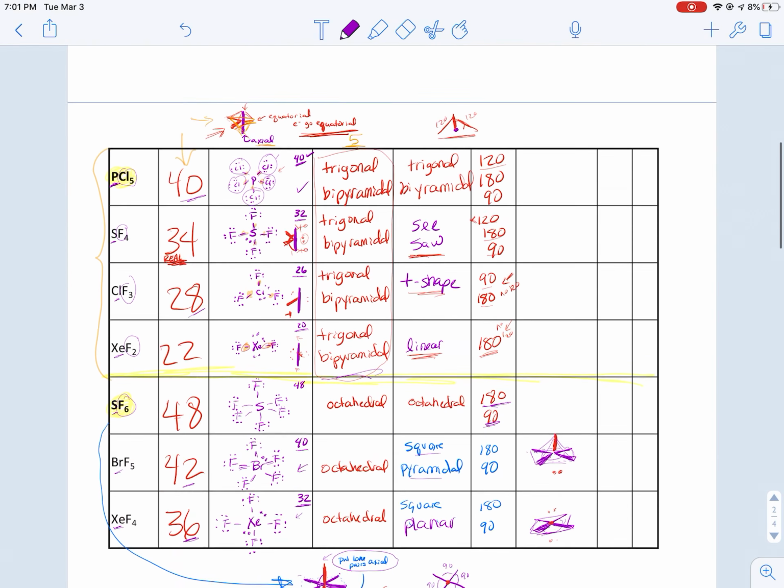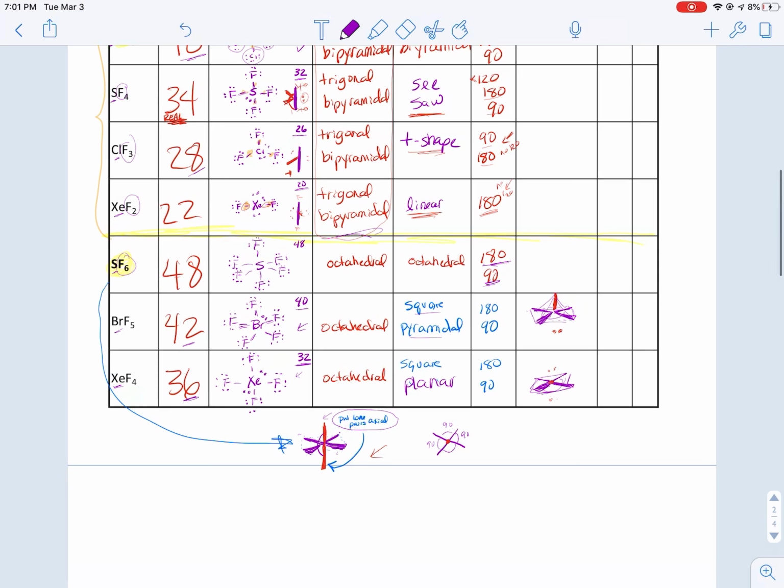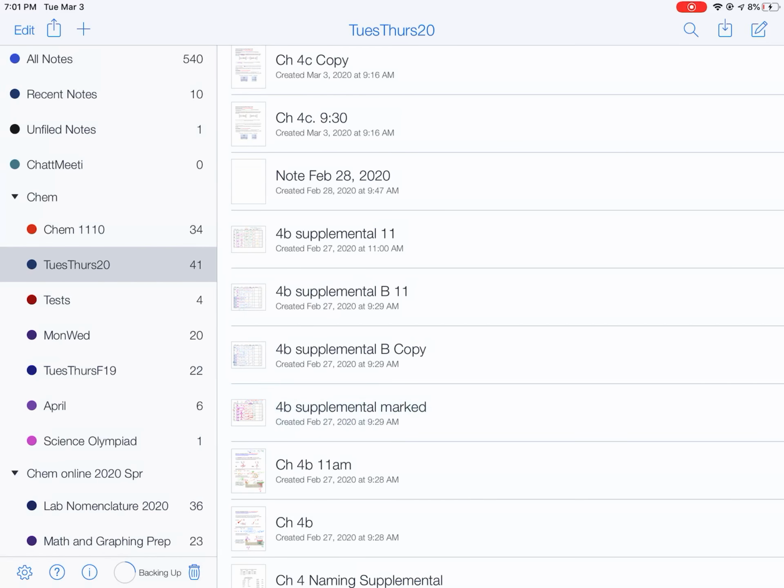Now, none of these have anything to do with single or double bonds. I mean, triple bonds or double bonds. So I've got some examples of that one and this one.